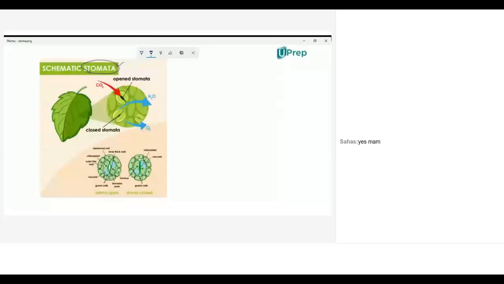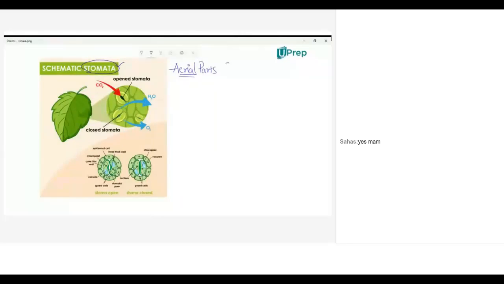Any other answers, Sahas? We'll find stomata in all aerial parts. Aerial parts means what? All the exposed parts of the plant will have stomata. Get this basic idea. Okay.